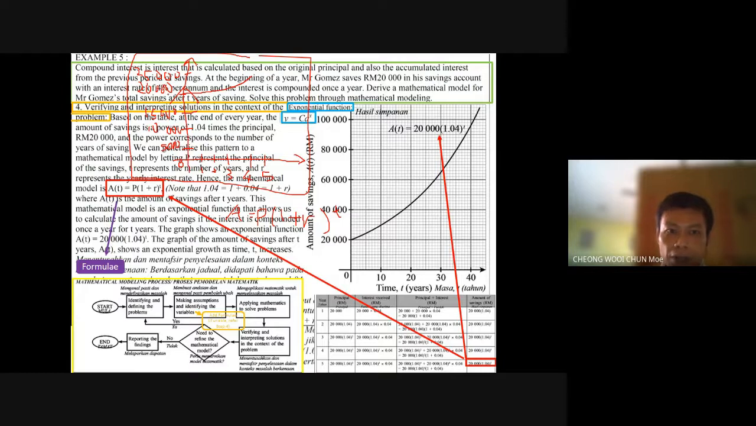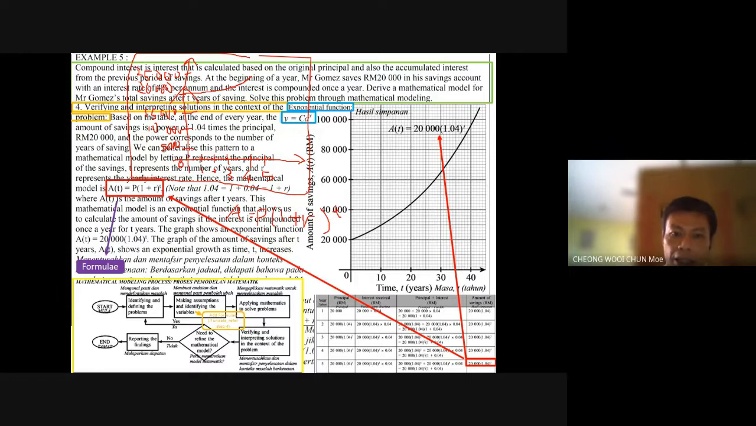After verifying and interpreting the solution, we can read the solution. Based on the table, at the end of the year, the amount of savings is a power of 1.04 times the principal 20,000 ringgit, and the power corresponds to the number of years of saving. We can generalize this pattern to a mathematical model by letting P represent the principal of the saving, T represent the number of years, and R represent the yearly interest rate. The mathematical formula is A(T) = P(1 + R)^T, where A is the amount of savings after T years. This mathematical model is an exponential function that allows us to calculate the amount of savings if the interest is compounded once a year for T years.